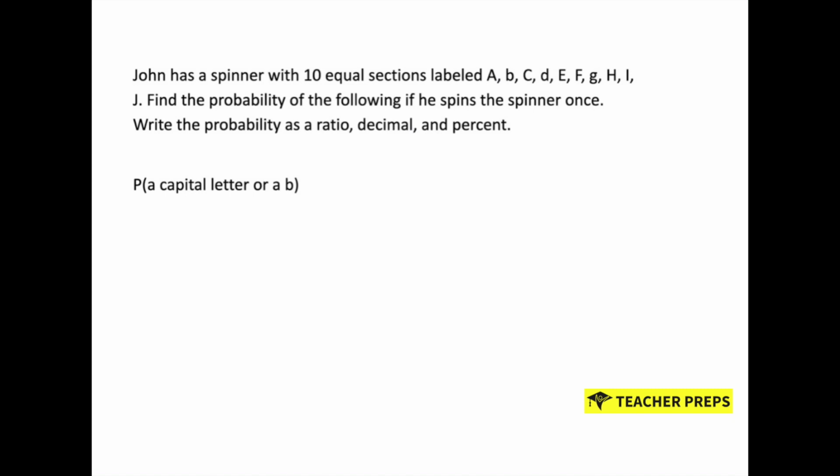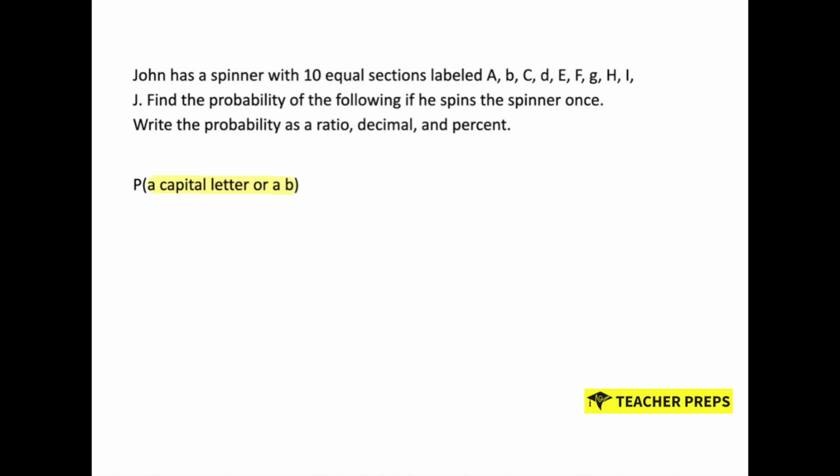It says that John has a spinner with 10 equal sections labeled with the following letters. Find the probability of the following if he spins the spinner once. We want to write the probability as a ratio, a decimal, and a percent. We want to know what is the probability of getting a capital letter or a B.